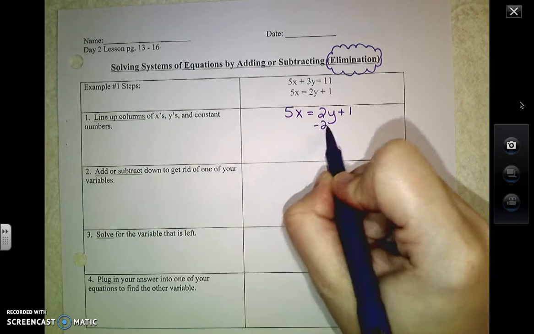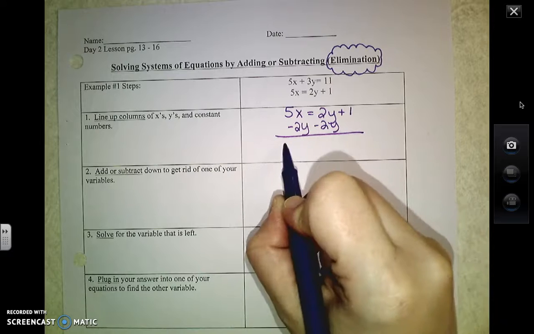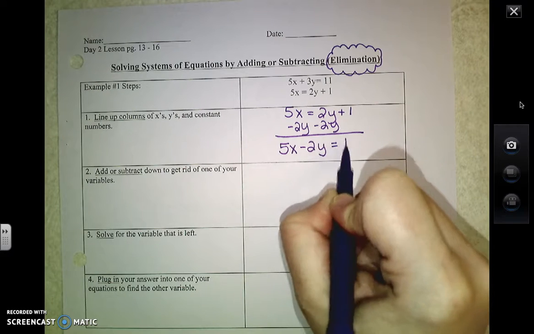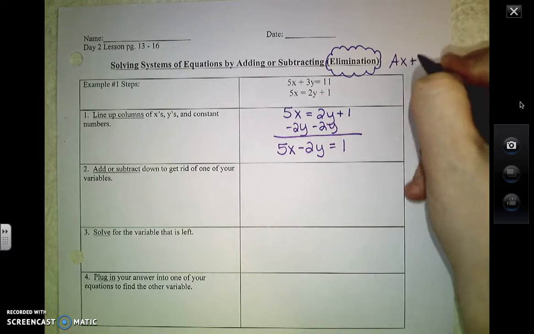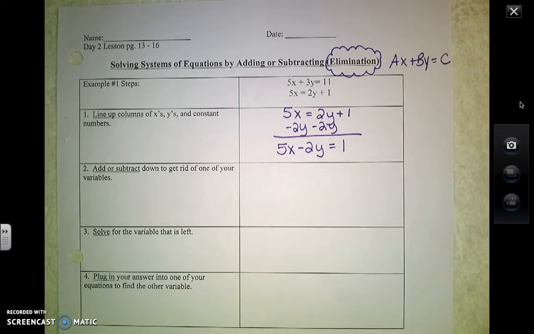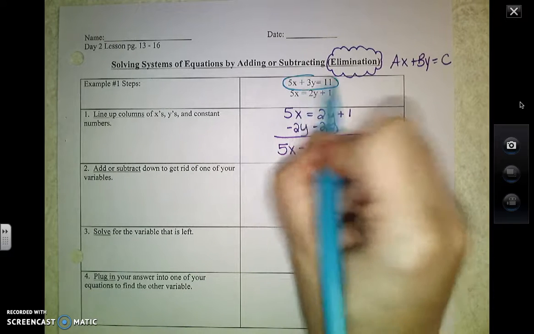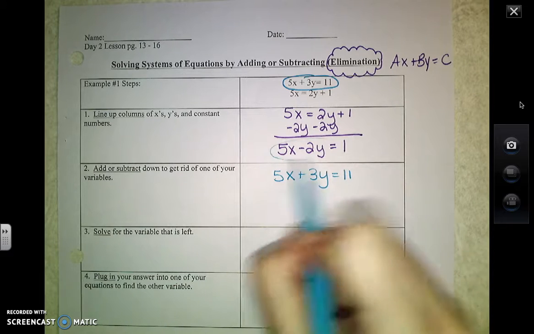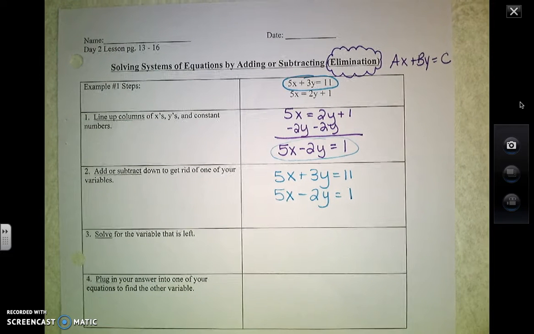So I'm going to minus the 2y over to this side, okay? No like terms, so we're going to bring them both down. We're going to put this in what we call standard form, so 5x minus 2y equals 1. Standard form of a linear equation is ax plus by equals c. And for elimination, you need to have both of your equations in that form. Okay, so now I'm going to go ahead and take my top equation, which already was in standard form, and my bottom equation, which I put in standard form, and I'm going to decide how to eliminate a variable.